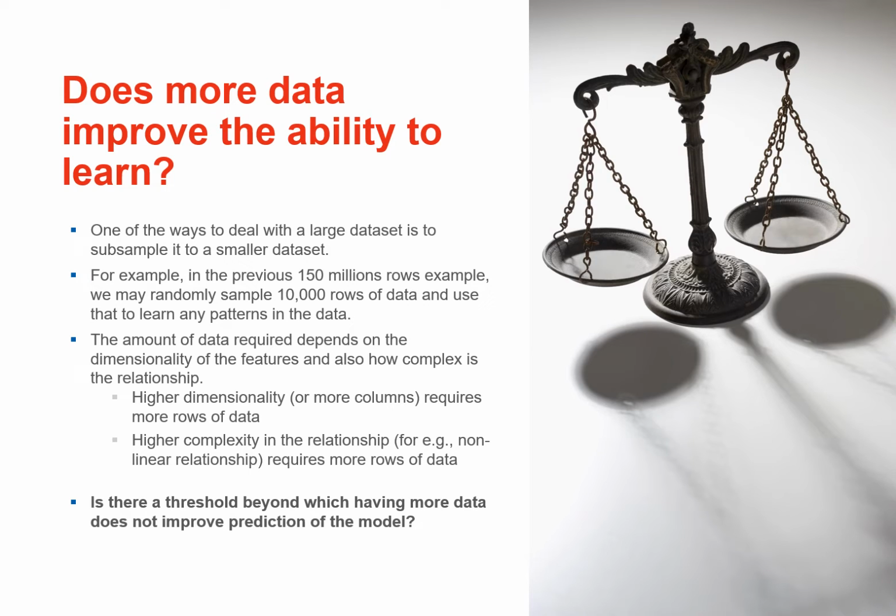There's actually more ways than one to deal with a large data set. One of the ways is to divide it or subsample it into a smaller data set. In other words, we throw away some of the data that we don't need, because if you take a representative sample of the data, we may still be able to learn from the characteristics. For example, in the previous 150 million rows example, we randomly sample 10,000 rows of data and use that to learn any patterns in the data.